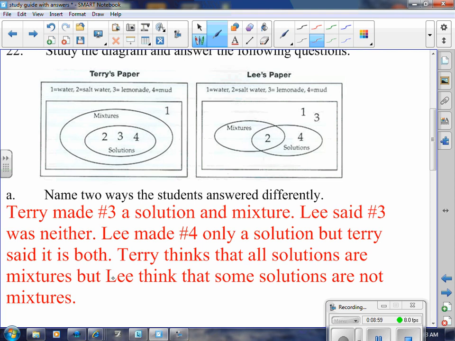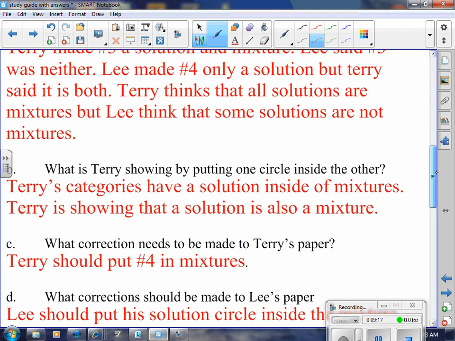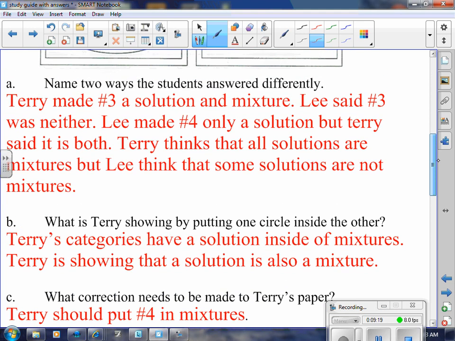Okay. Terry thinks that all solutions are mixtures, but Lee thinks that some solutions are not mixtures. Okay. All solutions are mixtures, so this one is more accurate there. Okay, they still both need some corrections made. So what's Terry showing by putting one circle inside the other? He's showing that all solutions are mixtures. They're just a special kind of mixture.